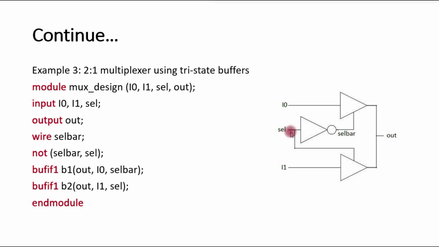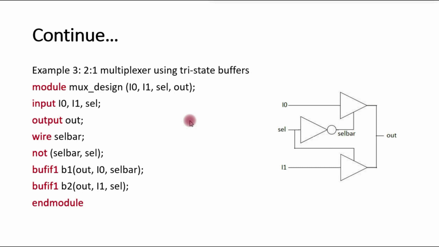When sel is at logic 0, then sel bar will be at logic 1. So this buffer circuit should be enabled and I0 is simply passing to the output. Sel is 0, so this one is disabled. So I1 is not passing through this tri-state buffer circuit. So output remains at I0 signal. In second case, when sel is at logic 1, then this one is enabled and this one is disabled. It means output is at logic I1, that is the input data line. And in this case, this one is disabled. So I0 is not passing through this tri-state buffer.